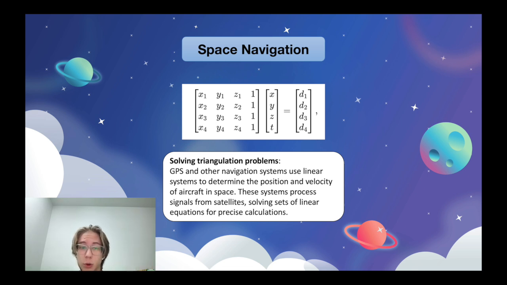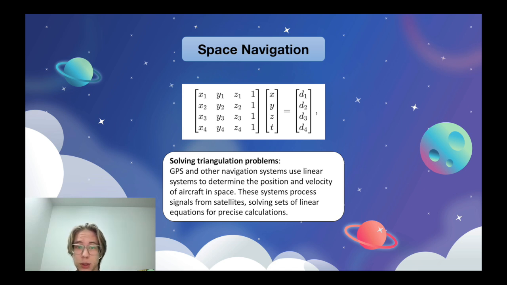A linear system of equations where x1, x2, y1, y2, z1, z2, and so on are the satellite coordinates, and d1, d2, d3, and so on are the measured distances. Solving this system, we can find x, y, z, the coordinates of the object, and the time.